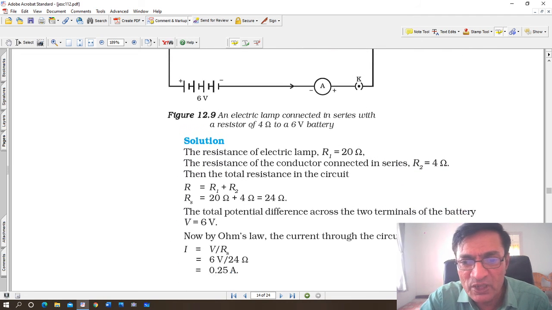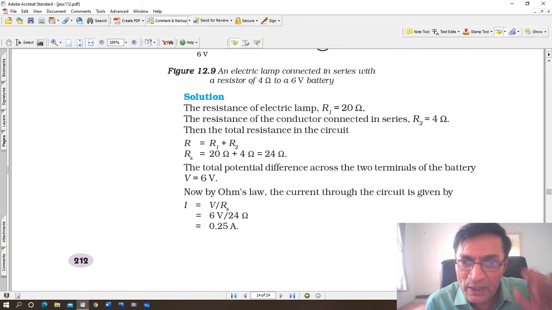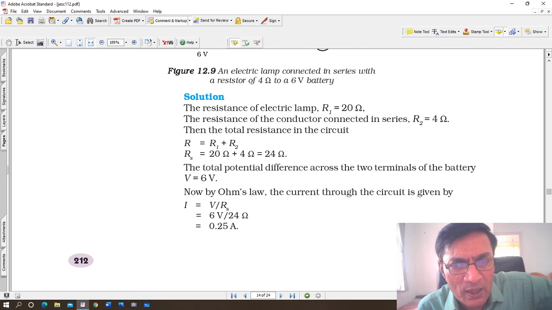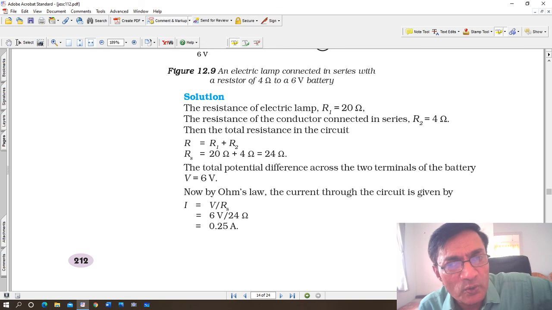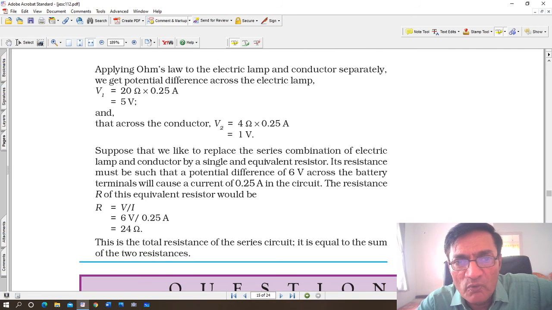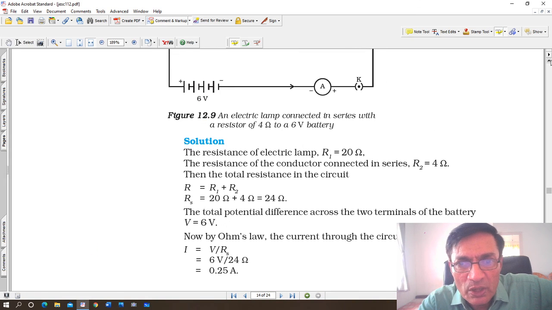Now you can see here. First, because they are connected in series, R is equal to R1 plus R2. So you get 24 ohms. Now the potential difference across the two ends of the battery is 6 volts. By using Ohm's law, V is equal to I into R, or I is V upon R. So 6 upon 24, 1 upon 4, that is 0.25 amperes. So the current passing through the whole circuit is 0.25. So this is about resistance in series.